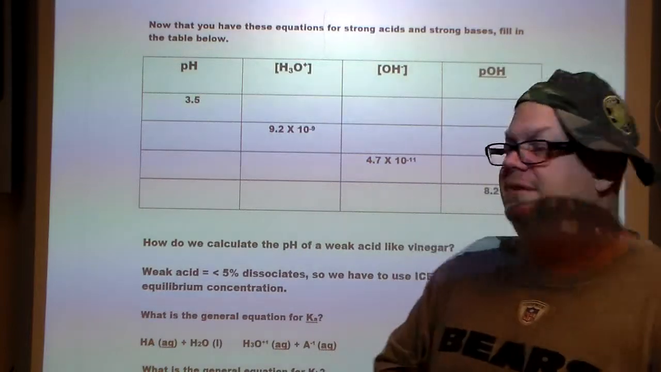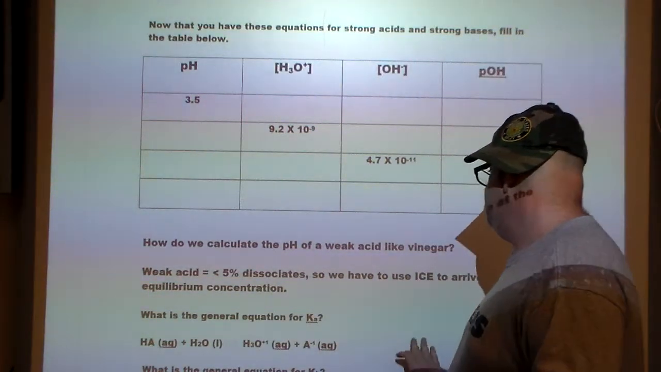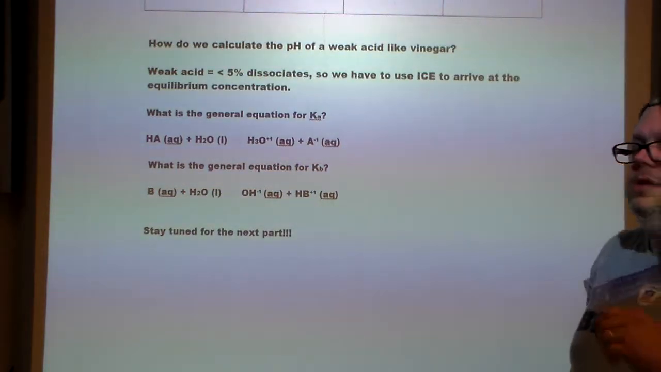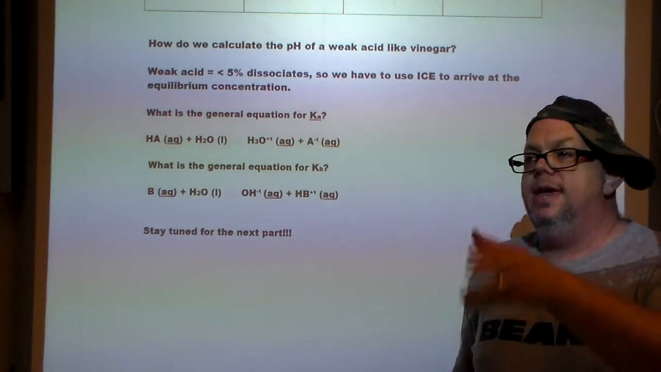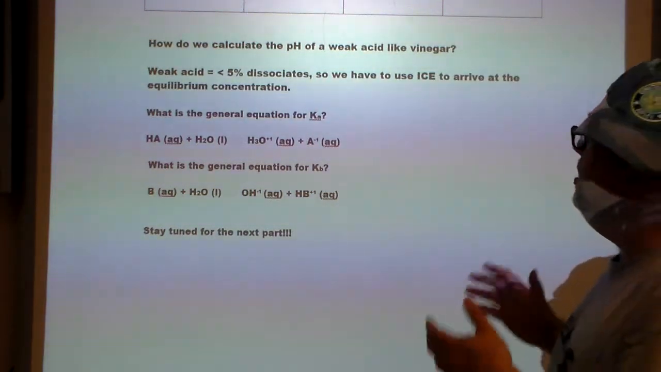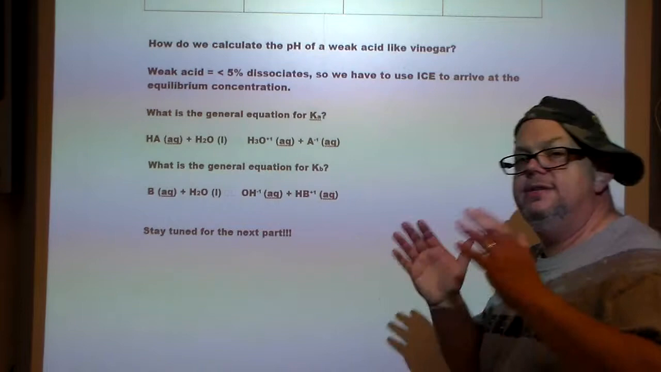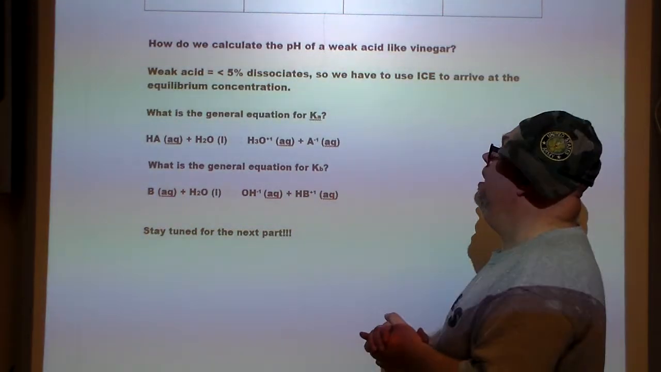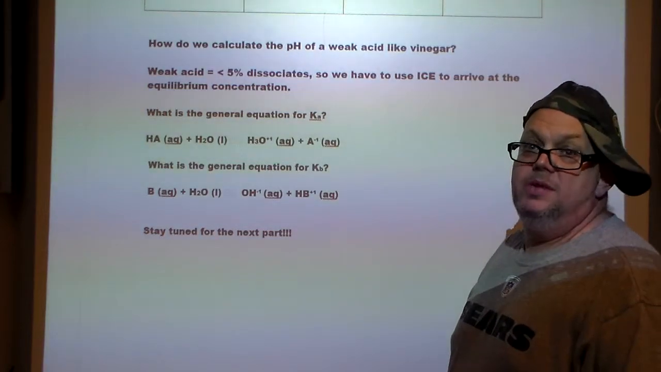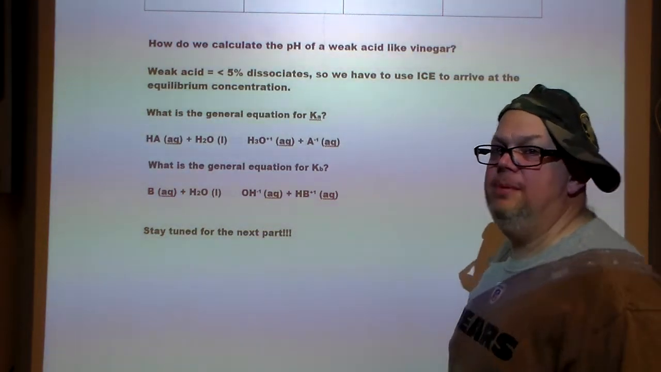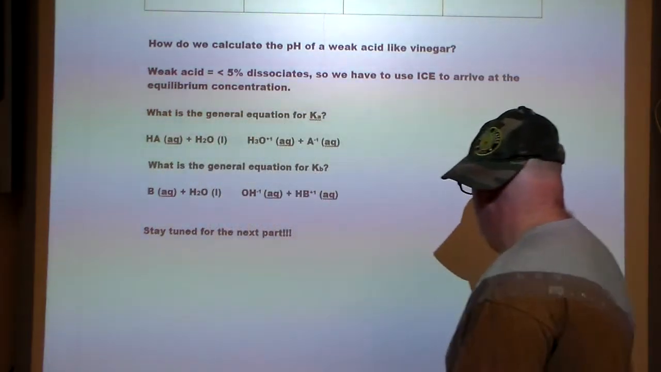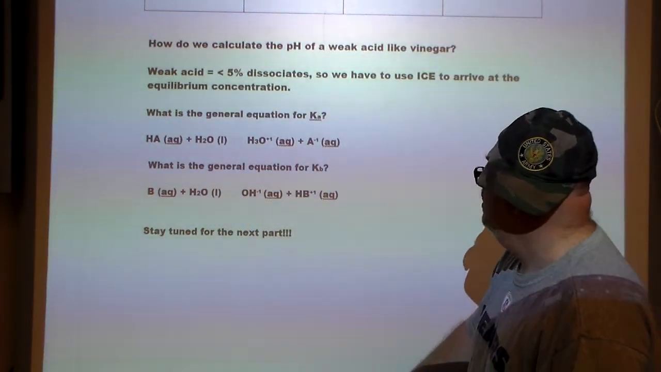So for weak acids, we have to use a different system in order to get our pH, our pOH, and our concentrations, because it is less than 5% dissociation. We are going to have to use the equilibrium system that we had, the ICE table. Ice, ice, baby. Okay, I'll stop. So let's take a look here.